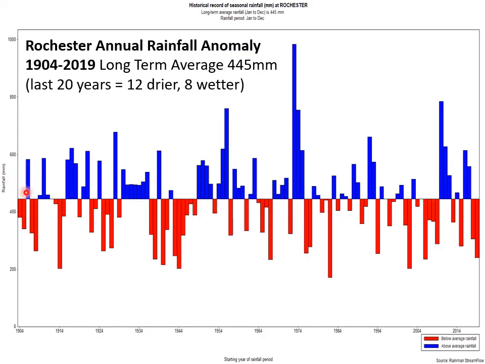So here we've got a long-term rainfall record for Rochester. It goes back to 1904. The long-term average through here is 445 millimetres, and you can see it starts in 1904 and finishes in 2019, and up the side here is millimetres, so that's 200 mils, 400, 600 and 800, but the long-term average is 445. So you can see there's a lot of variability through history, and we'll talk about the key drivers behind that.